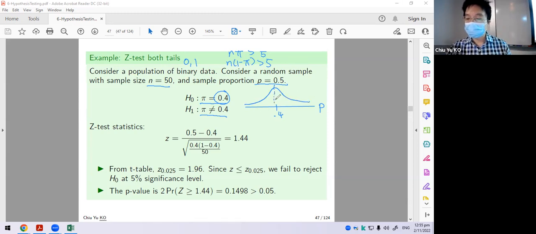The variance is given by 0.4 times (1 minus 0.4), over n, and n is going to be 50. So actually I know the bell curve, I know everything. I know the variance, so I don't need to go to t.